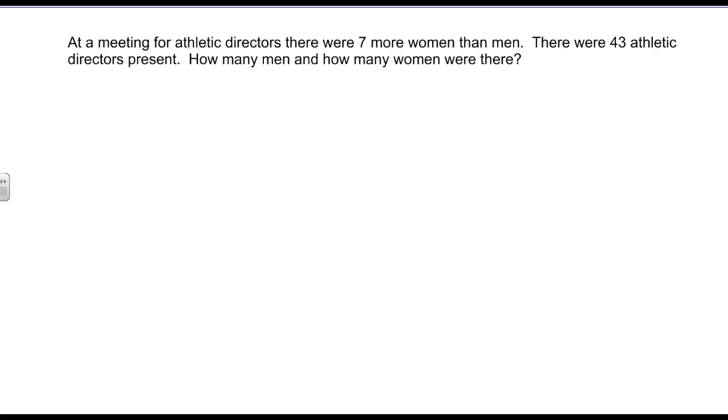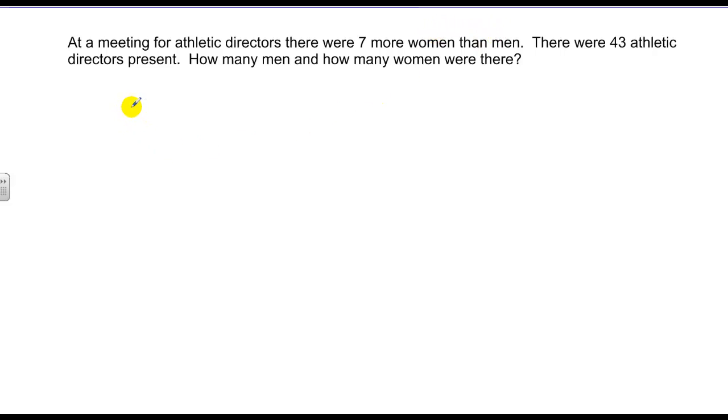Let's take a look at another problem that lends itself to this. At a meeting, you've got 7 more women than men. There are 43 total people there, and how many women are there and how many men are there in this group? I could actually do this with one variable because I have a comparable relationship with men and women, but for the sake of argument, let's just do this with two variables. So I'll do this W for women, M for men.